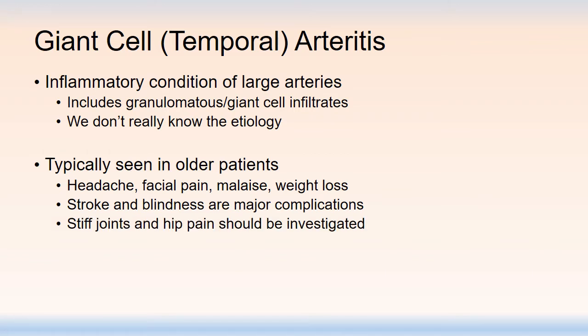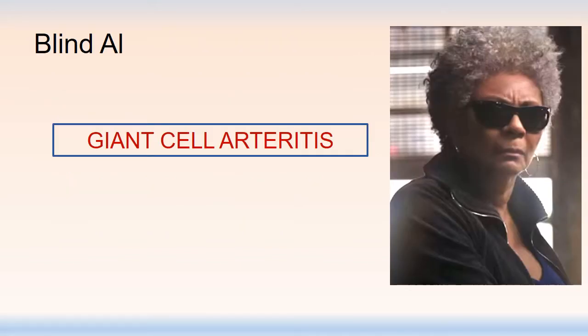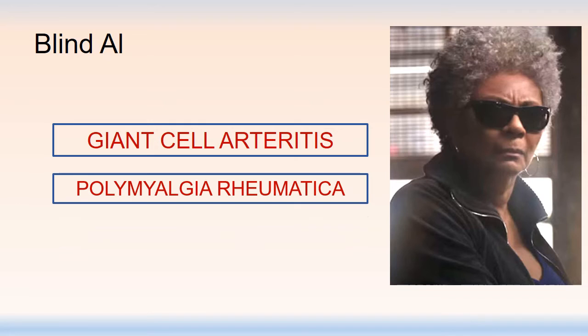Let's talk really quickly about Blind Al, also indicating that she had stiff joints and hip pain. When you have a patient with giant cell arteritis and they talk about joint aches, especially morning stiffness, hip pain, you have to consider whether or not they have an associated condition called polymyalgia rheumatica. And I do believe Blind Al must have this as well. In fact, there is a spectrum of giant cell arteritis to polymyalgia rheumatica that indicates that they are likely extremely related disease processes.